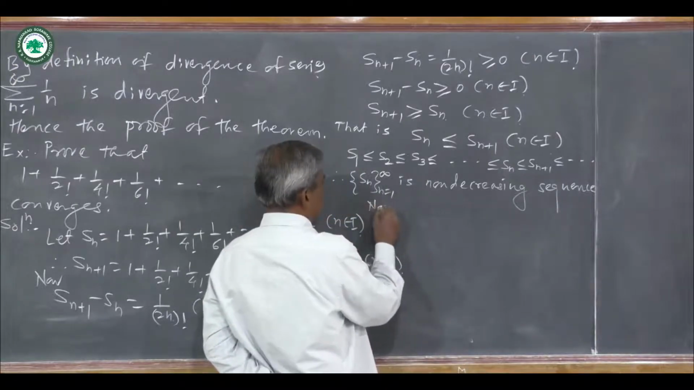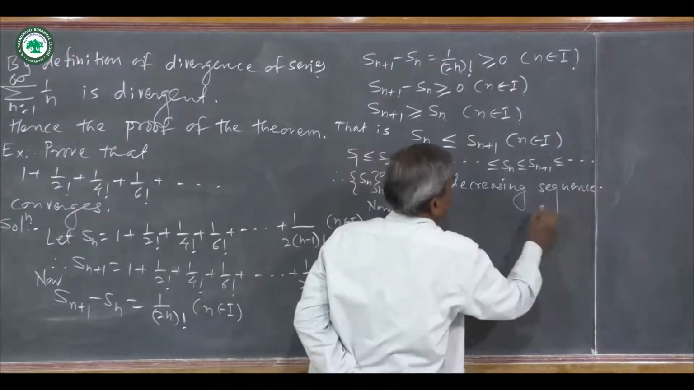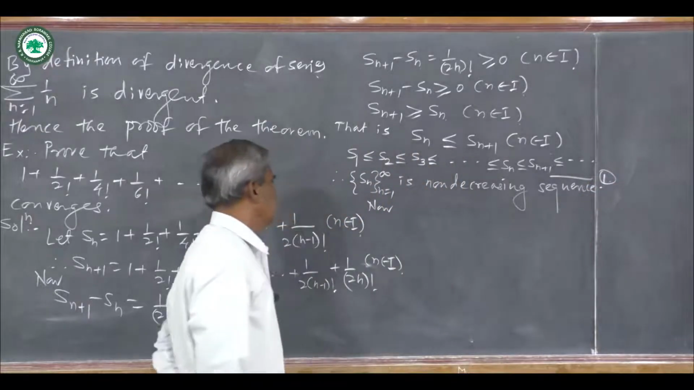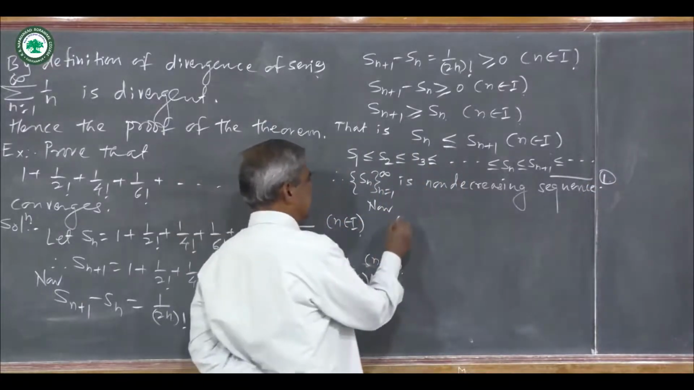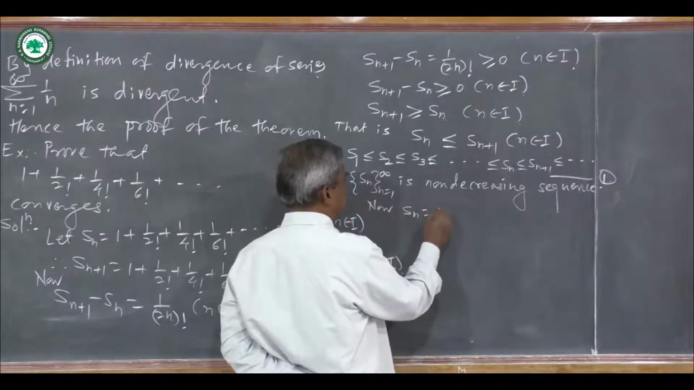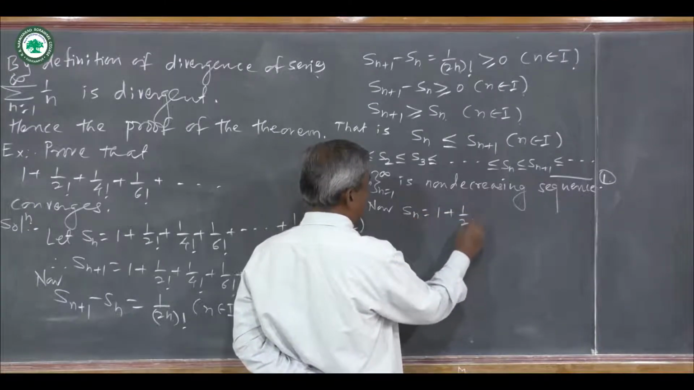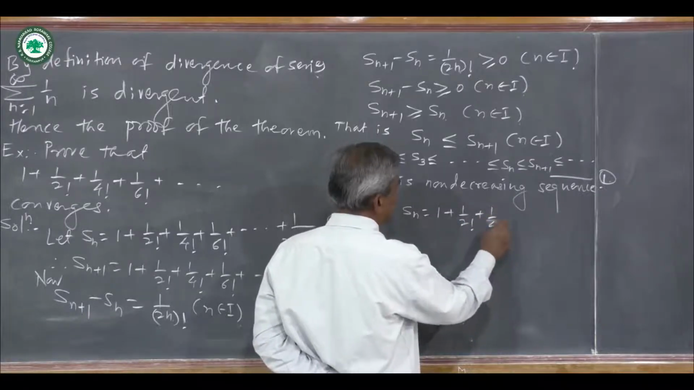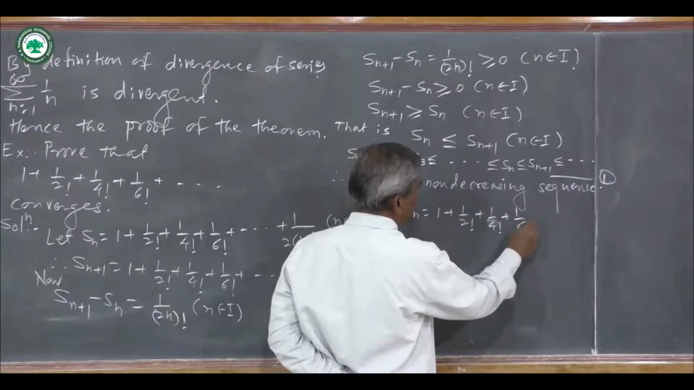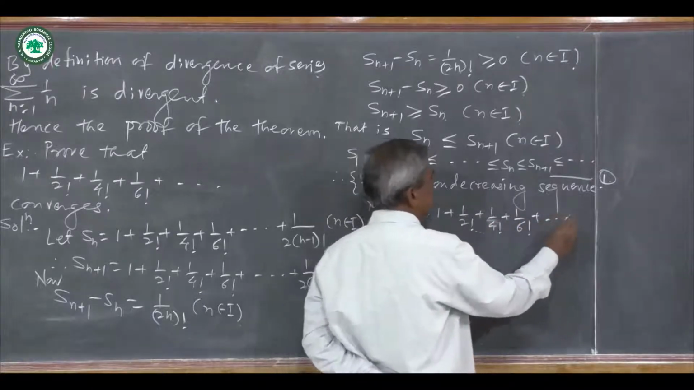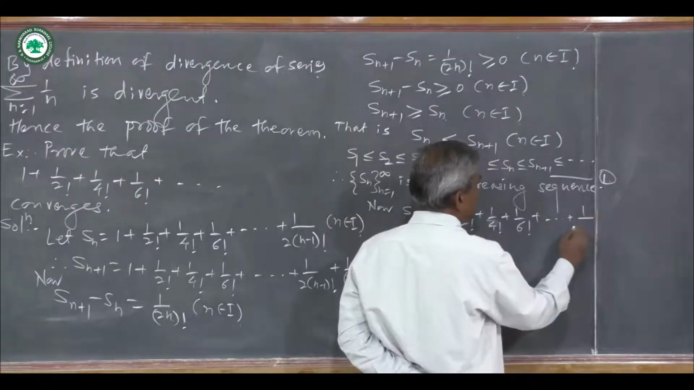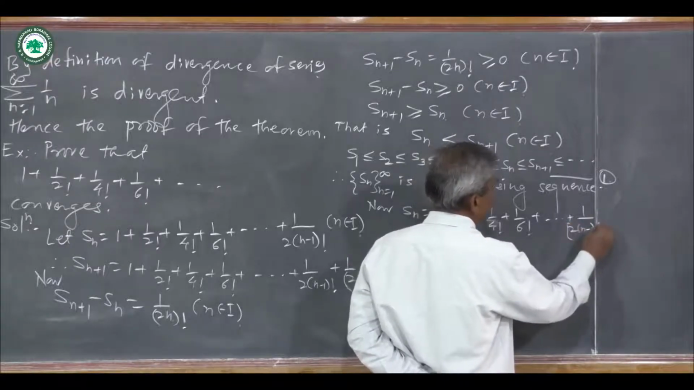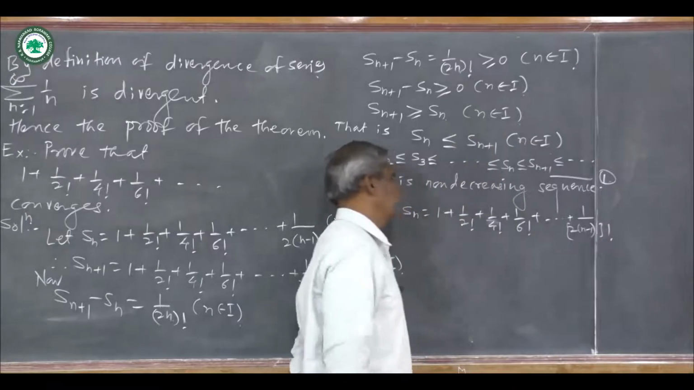Now, this is statement number 1. Sn is equal to 1 plus 1 by 2 factorial, plus 1 upon 4 factorial, plus 1 upon 6 factorial, and so on, plus 1 upon 2 into (n minus 1) factorial.